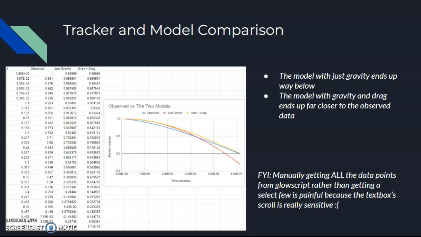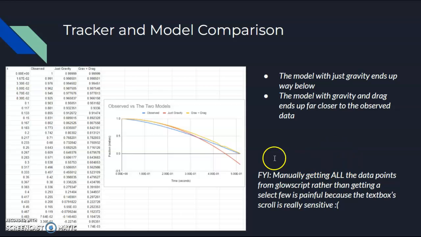Alright, so the tracker and model comparison. The model with just gravity ends up way below. Like, it's all the way down here. And then the model with gravity and drag force ends up far closer to the observed data. So it starts at 1 and then ends basically at 0, right on top of the observed one.